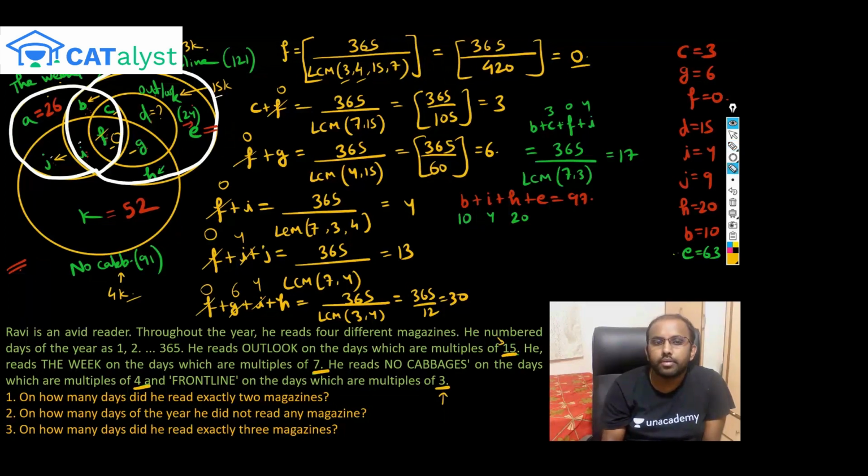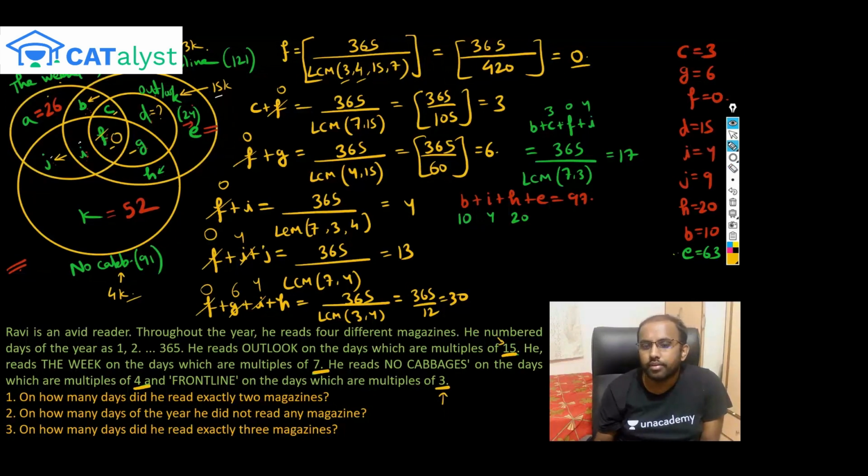Okay. So basically, I should write here, what is the answer? The answer is B plus J plus D plus H. So if I add all these values, they will add up to what? B is 10, 9, 19, 15, 34 and 20, 54. So 54 is the answer for the first question.